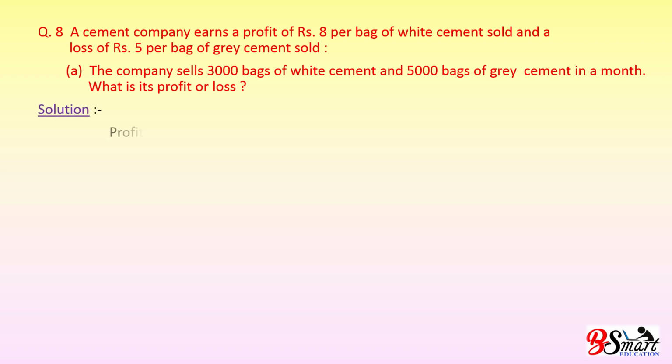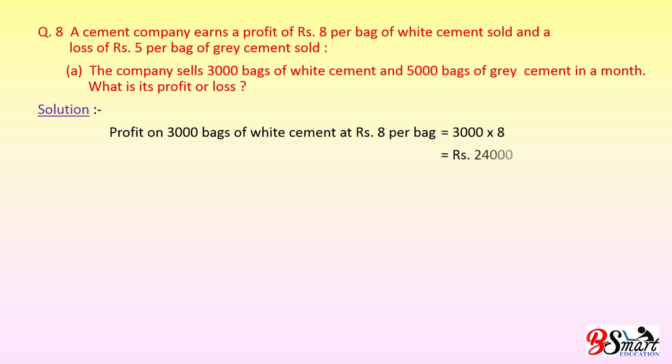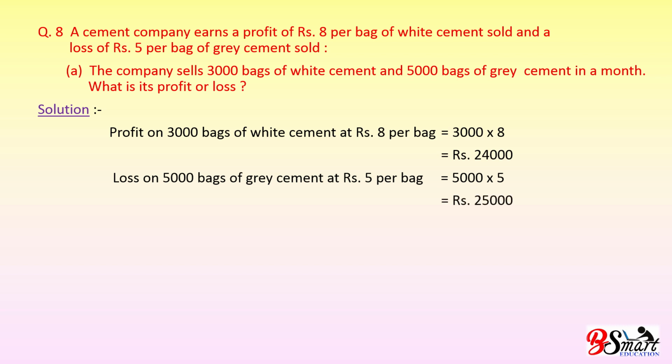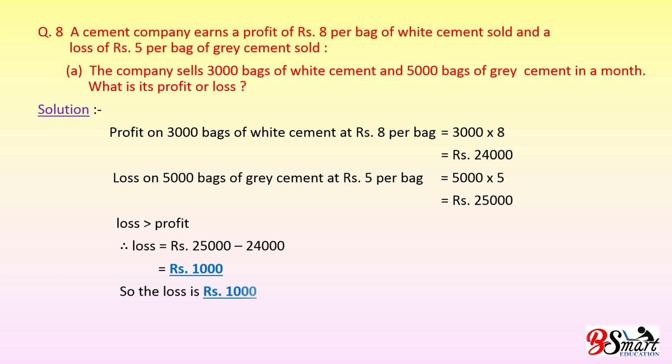Solution. Profit on 3000 bags of white cement at rupees 8 per bag equal to 3000 into 8, that is rupees 24,000. Loss on 5000 bags of grey cement at rupees 5 per bag equal to 5000 into 5, that is rupees 25,000. Loss is greater than profit. Therefore, loss is rupees 25,000 minus 24,000, that is rupees 1,000. So, the loss is rupees 1,000.